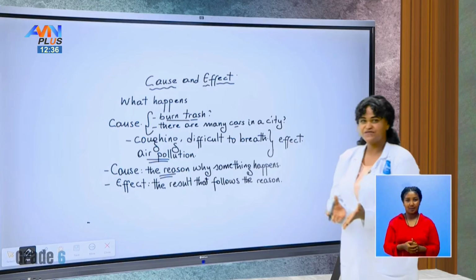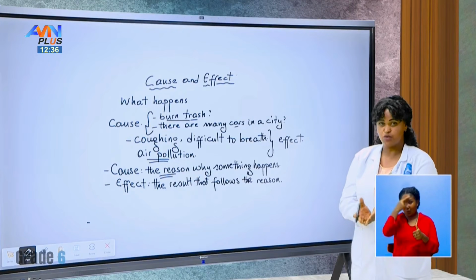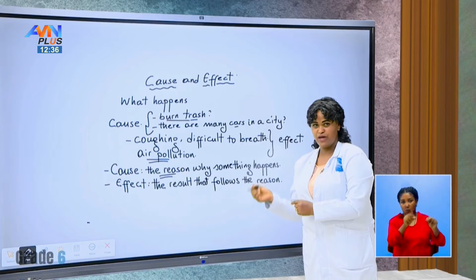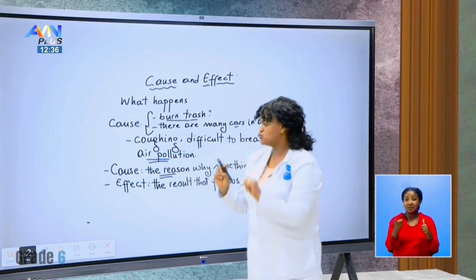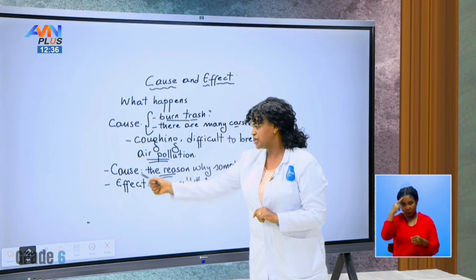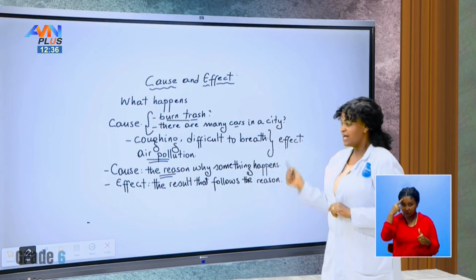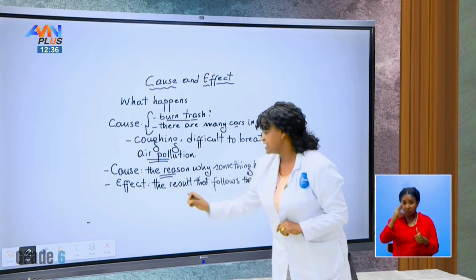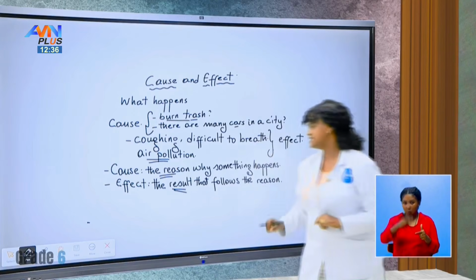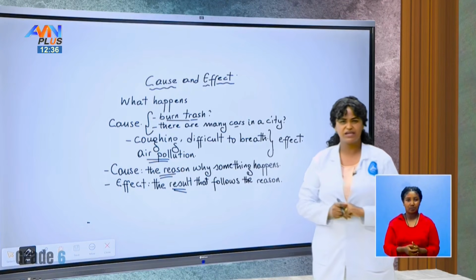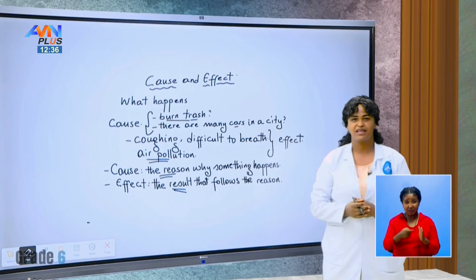Yes? Which one is first? A cause is first. When I say first, it's not when you write it in the form of a sentence. Yeah? Okay, the first event to happen is what? Cause. Because cause is what? The reason why something happens. And effect is what? The result. The result that follows the reason. Is it clear about cause and effect?